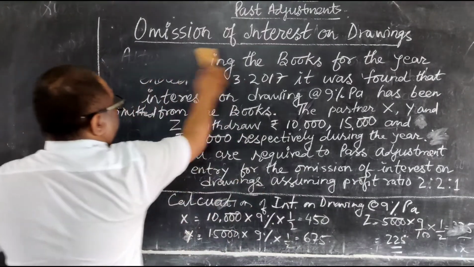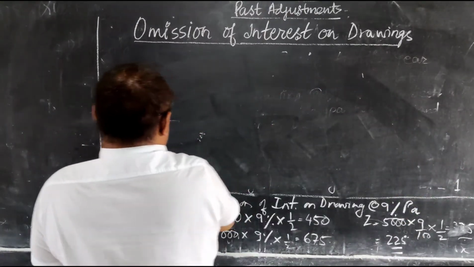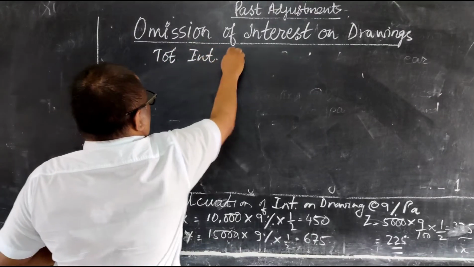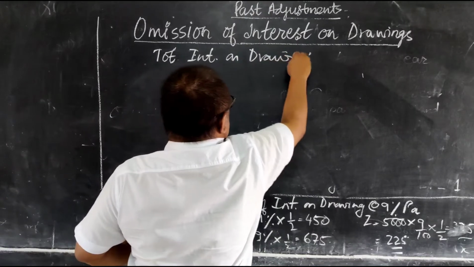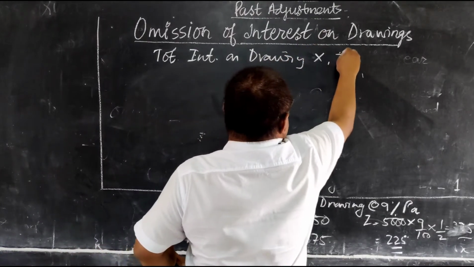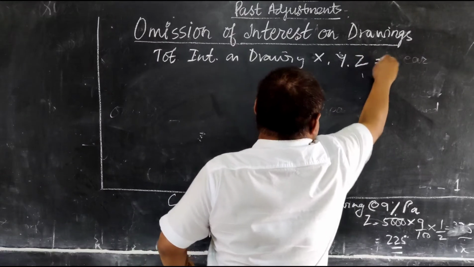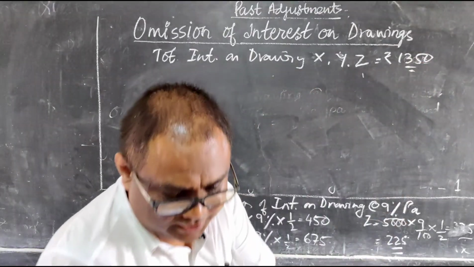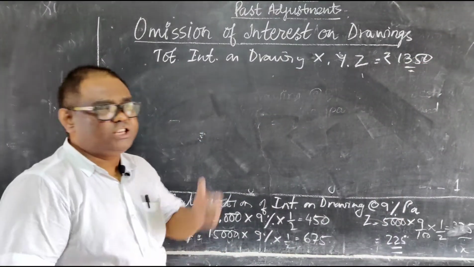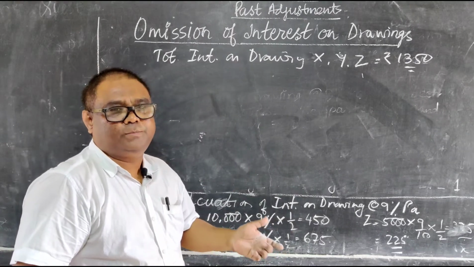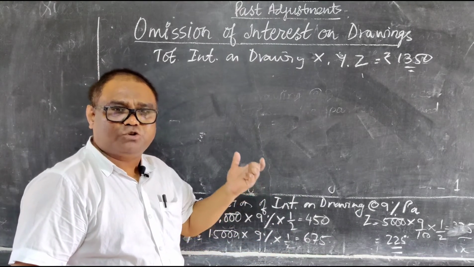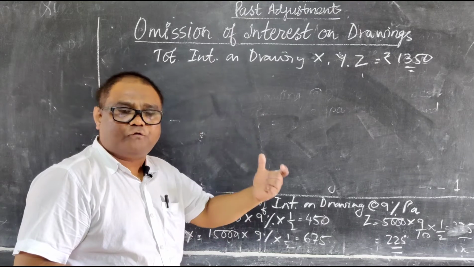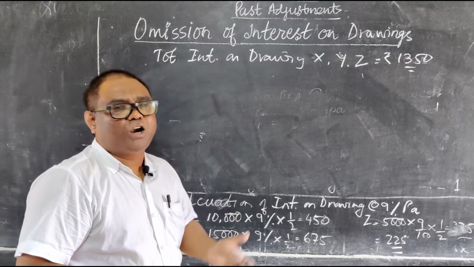Now let's see. Total interest on drawing of X, Y and Z equals 1350. This is the income of the firm. That means this much profit was not distributed to the partners. Because this is income of the firm, income is short by 1350. So from here we come to know that 1350 is the income of the firm, and this income is not distributed to the partners.